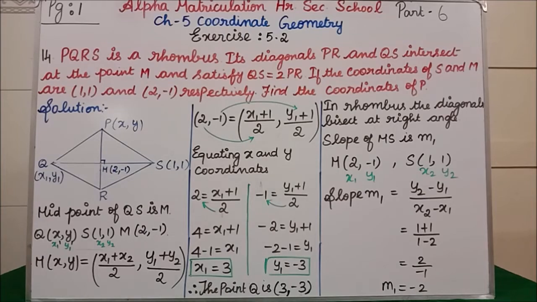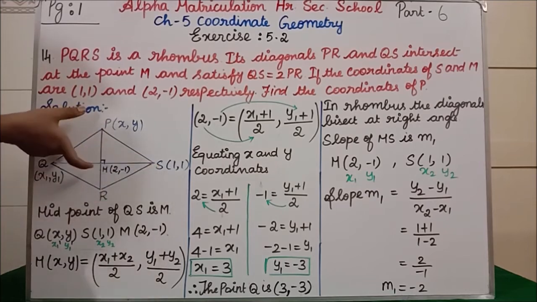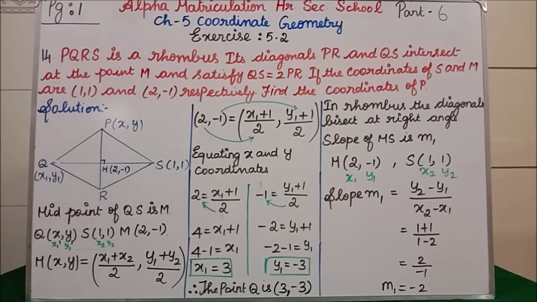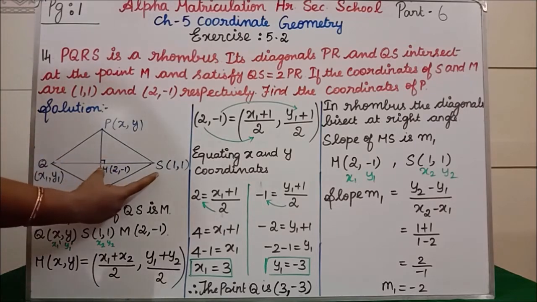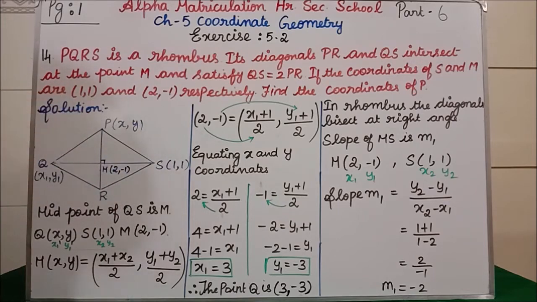Clear, students? Now the next concept in the rhombus: the diagonals bisect at right angle. Right angle means obviously that MS and PM are perpendicular, isn't it? How can we write the perpendicular formula for the slope? M1 into M2 is equal to minus 1, which means slope of MS into slope of PM is equal to minus 1. We are going to write that now.